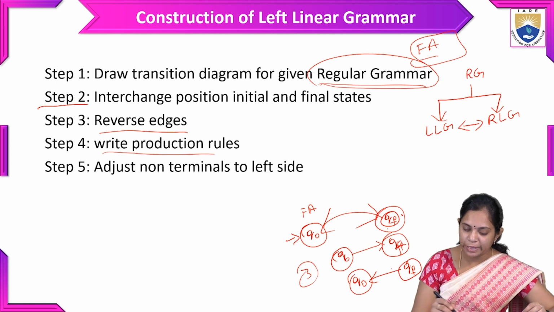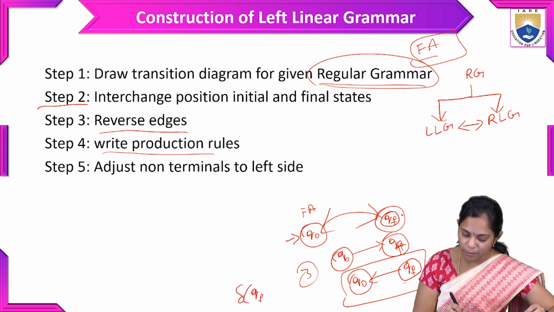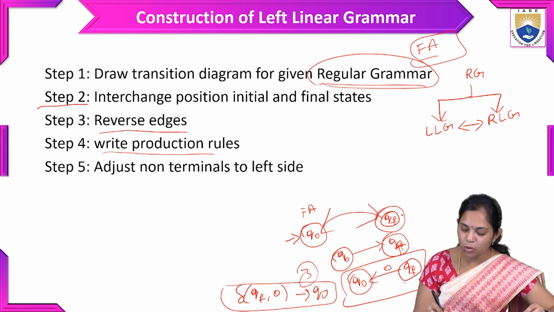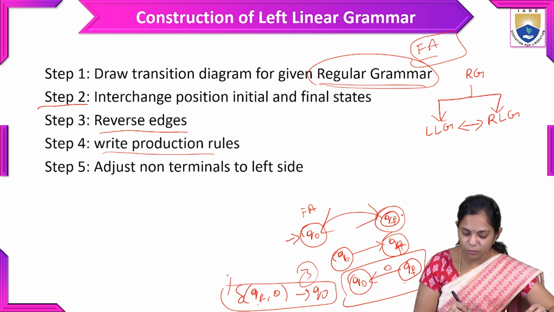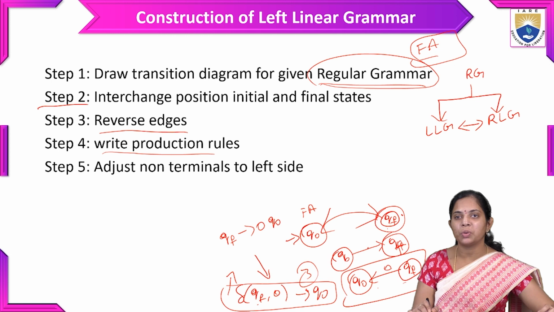So let me explain in brief. Suppose this is the transition function: QF comma, let's take 0 as an input, reaches the state Q naught. This is the one transition function involved in this transition diagram. By this transition function, we write the production rule. So what is the production rule? QF tends to 0 with the 0 input and Q naught. This is how we write a transition function as a production rule.